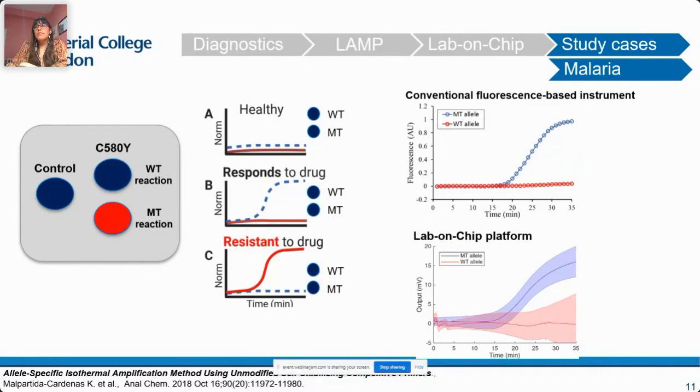So there are two reactions: one targeting the wild-type allele, which will detect the presence of the parasite that will be responding to the drug. Another reaction will be targeting the mutant allele, detecting the presence of a parasite that will be resistant to the treatment. So we demonstrated as well the translation and similar results obtained with our lab-on-chip platform compared to a conventional fluorescent-based instrument.